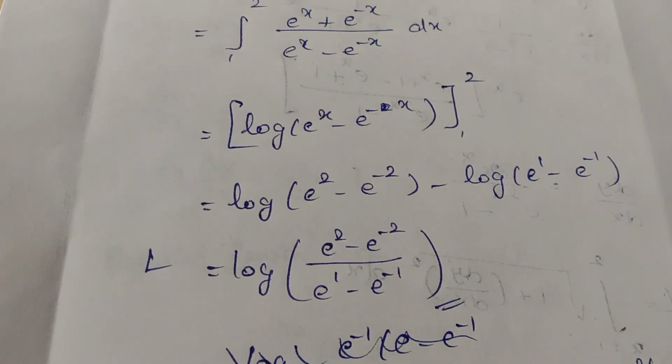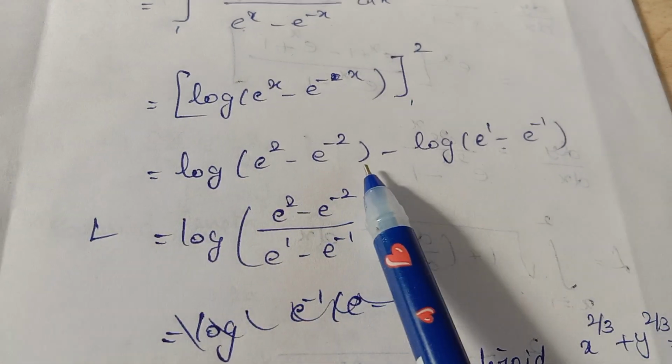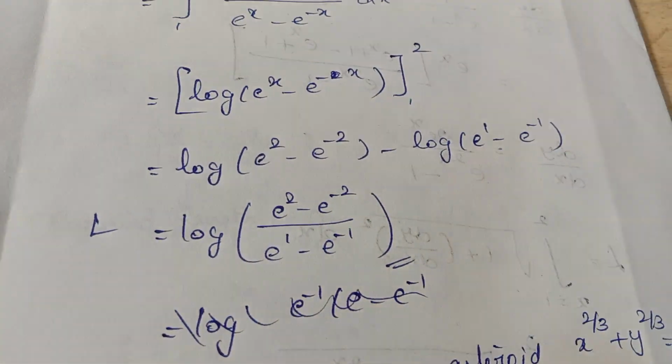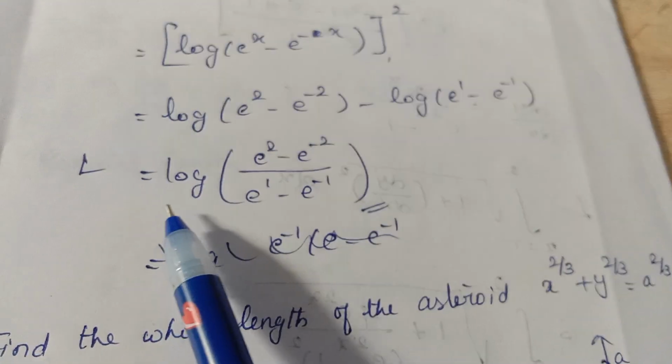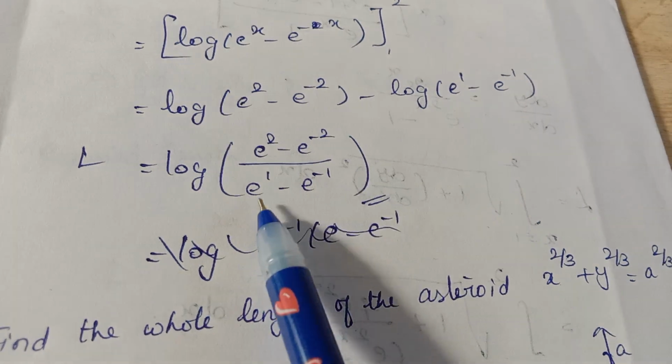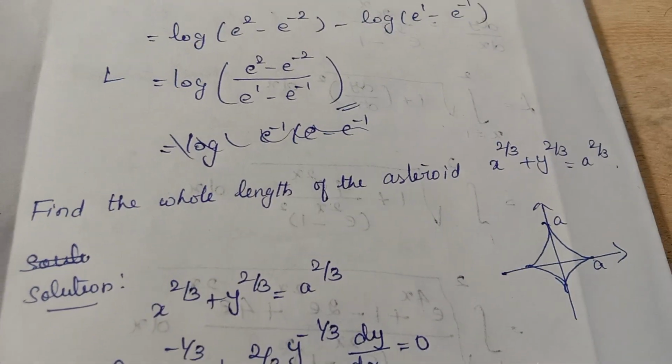Now you apply the limit. So it will be what? Log of (e power 2 minus e power minus 2) minus log of (e power 1 minus e power minus 1). This is like log a minus log b, which can be written as log of (e power 2 minus e power minus 2) by (e power 1 minus e power minus 1).